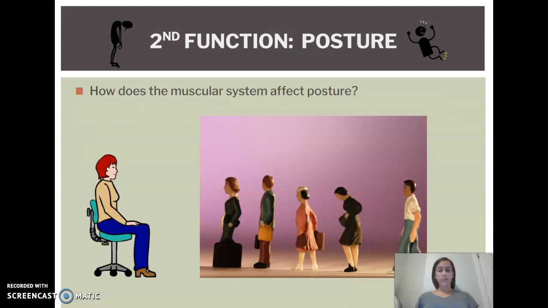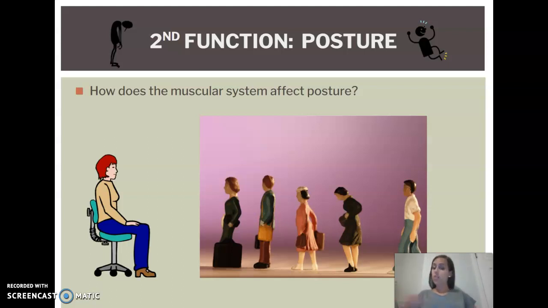The second function of the muscular system is posture. And the question on the screen is, how does the muscular system affect posture? Think about it. It's pretty self-explanatory. You don't have to know anatomy to be able to figure this one out. If we sit up as tall as we can in our chairs and try to hold that position with our shoulders back and down, after a while we start to feel the burn, right? We start to feel those muscles really working.